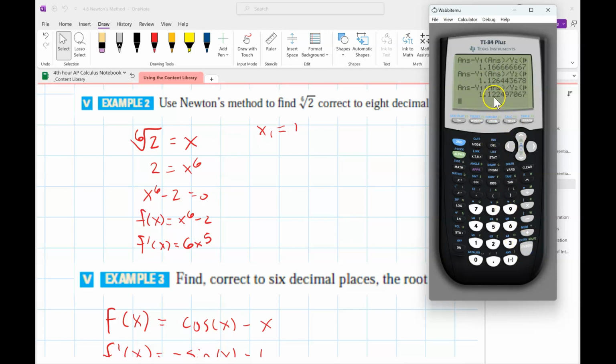I'll press it again. I'm correct to 2 decimal places because the first 2 decimal places are the same as the previous ones. Now I'm all the way up to 4 decimal places. Everybody see what's going on? I'll do it again. Now I'm correct up to 7 decimal places, and that's now past 8. Everybody feel happy there? Okay.